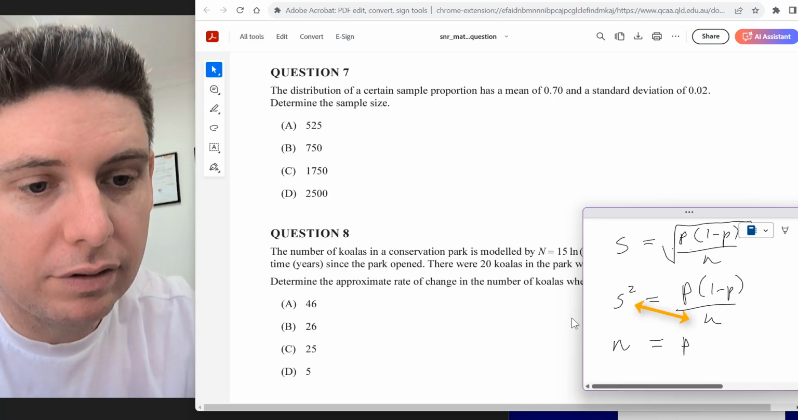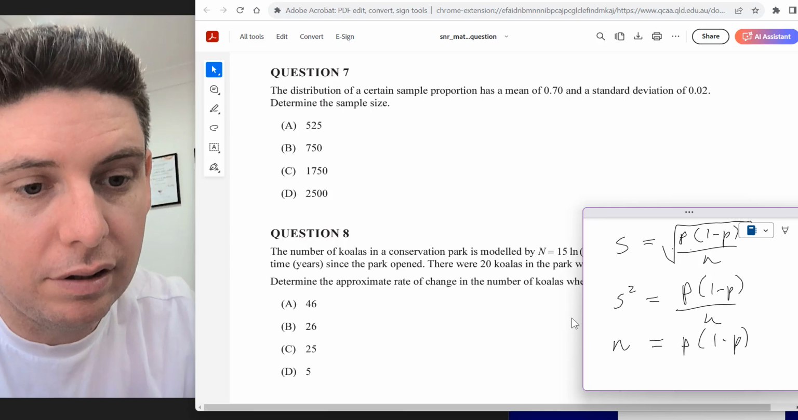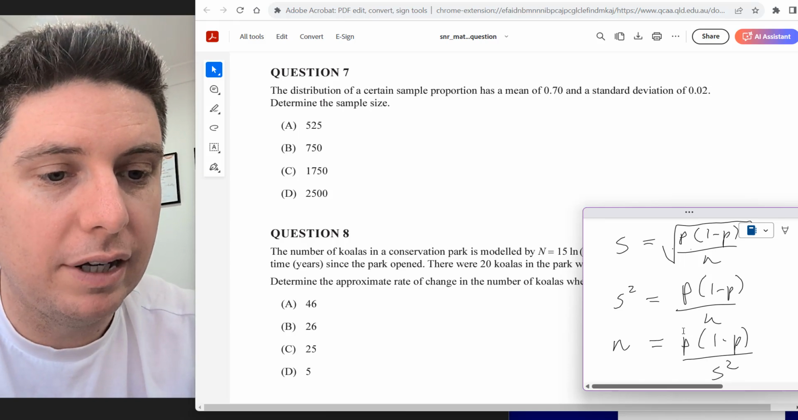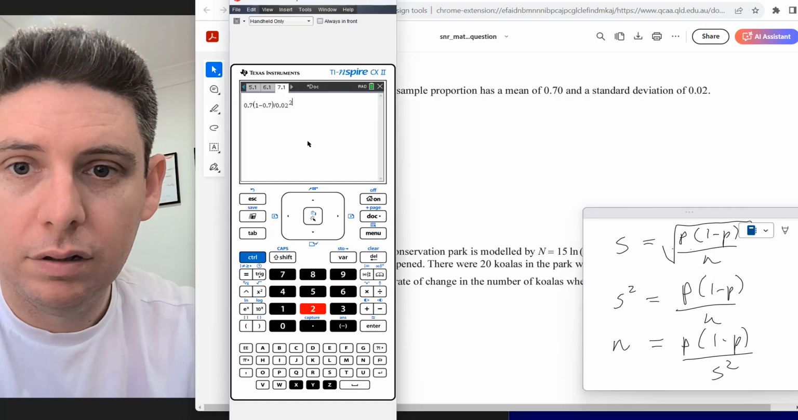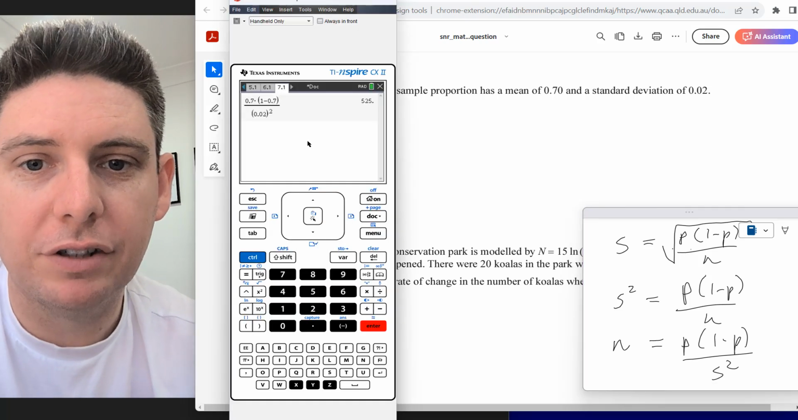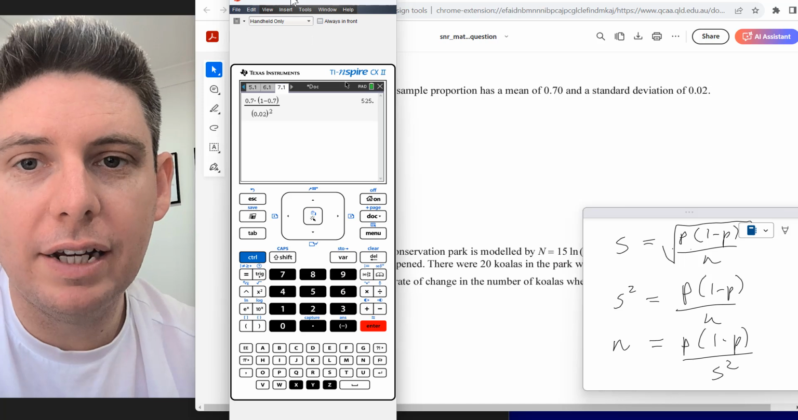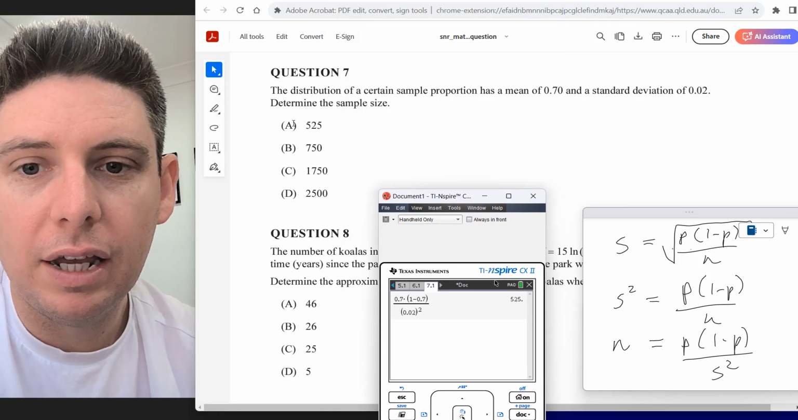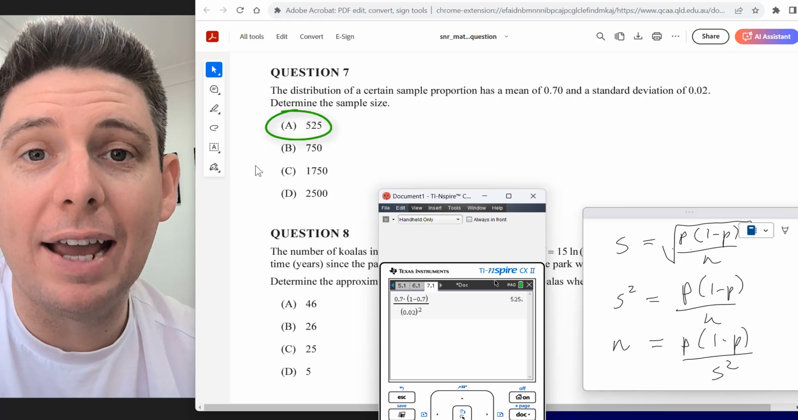So n equals this. So we need to type this into our calculator. Divided by the standard deviation squared. So n is 525. So the answer to 7 is A.